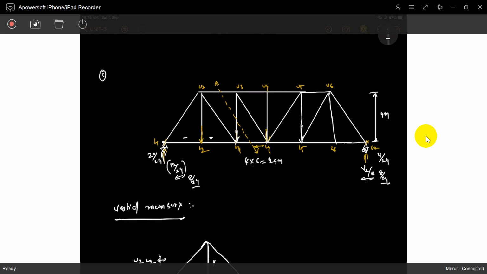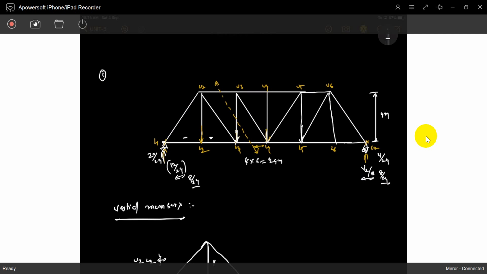Exactly, the force in U3 L3 is equal to VA. Just observe it: for the load from L1 to L3, the force in U3 L3 is equal to VB. But for the load from L4 to L7, the force in L3 U3 is equal to VA, and it also turns from tension to compression. That's it. So there is no need to find the influence lines for this.